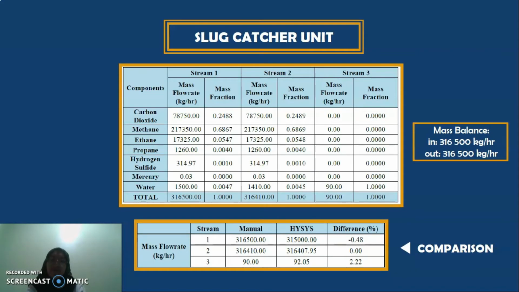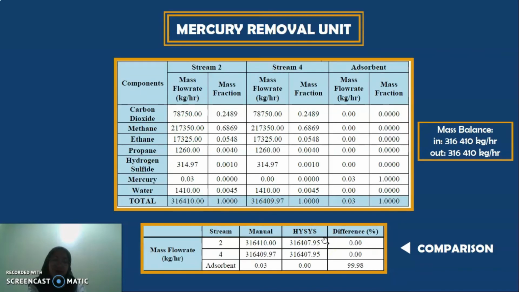The feed flow rate is 16500 kg per hour. And for the slug catcher, the liquid and gas are separated and the difference is 2.22% between manual and HYSYS. For the mercury removal unit, we are able to remove all of the mercury for both manual and HYSYS.